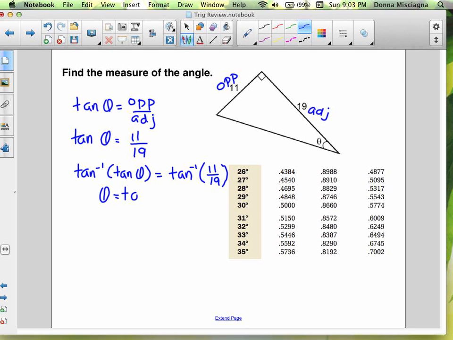We're going to evaluate in both the calculator and the table. You can pick and use whichever one you want. All right. I'm just going to grab this calculator over here and just change 11/19 to a decimal. As a decimal, that's 0.5789.